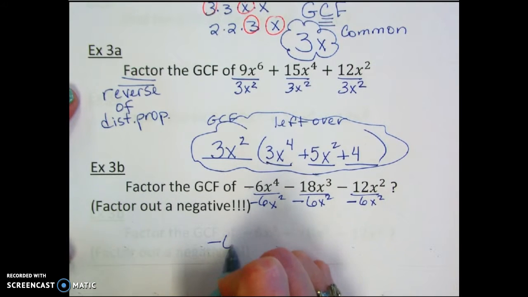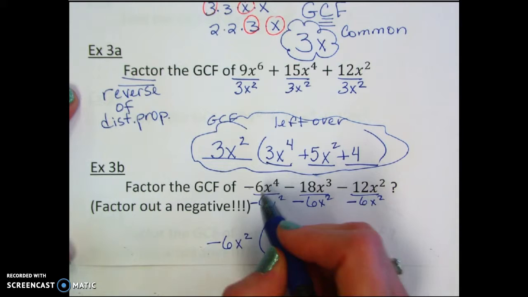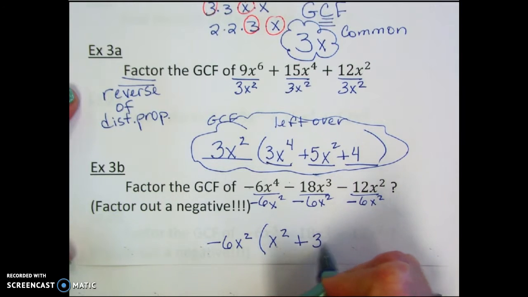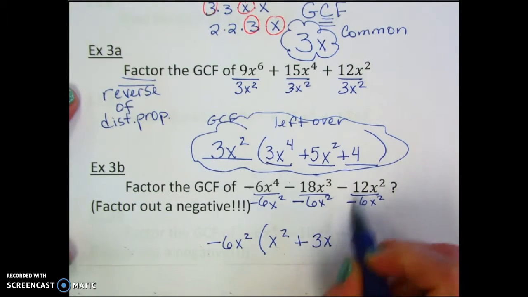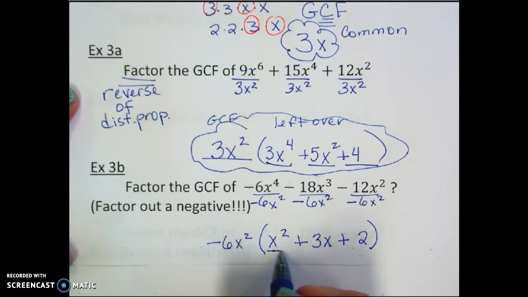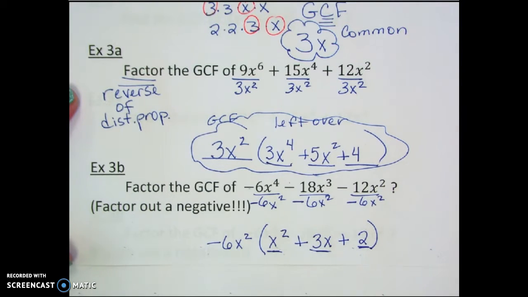So our GCF is what we're dividing by. How did I get the GCF? I broke these all down. I looked at what they had in common. Simplify here, I'm going to have x to the second. Two negatives, that's going to be positive 3x. And then again, this is going to be positive 2. So what's left from the first term, what's left from the middle term, and what's left from the last term when I divide that common GCF out?